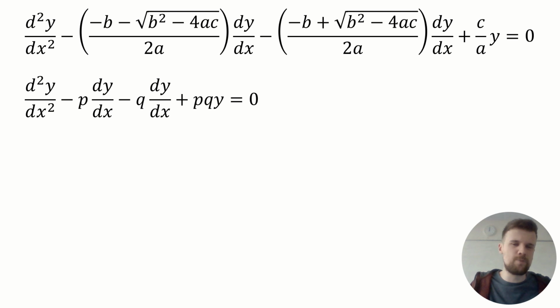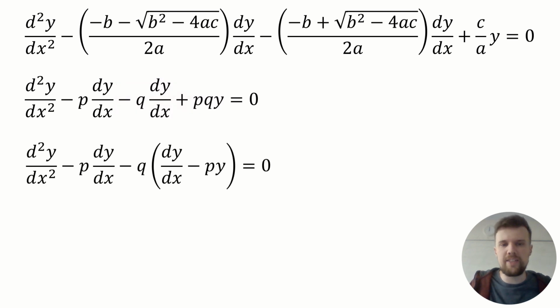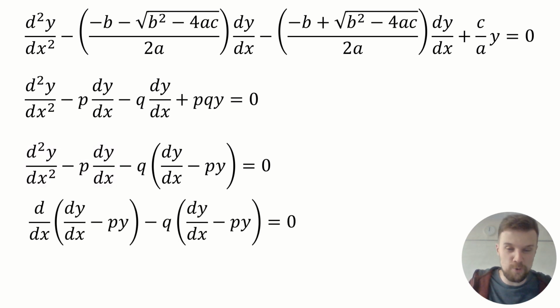Nice! This is where the real magic now begins, because I can realize that I can factorize minus q out of the third and fourth term. So I'm going to do that. That'll leave me with a dy/dx minus py inside the brackets. But then wait a minute, if you look at those first two terms, you'll realize those are just dy/dx minus py differentiated with respect to x. So we could rewrite our differential equation to reflect that fact as well.